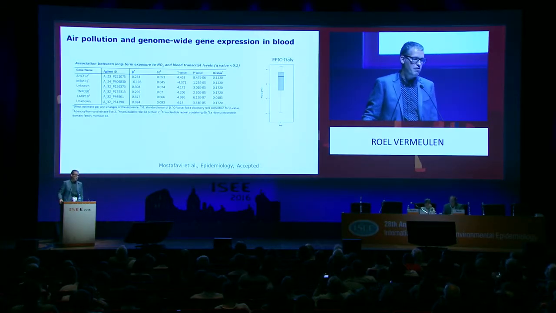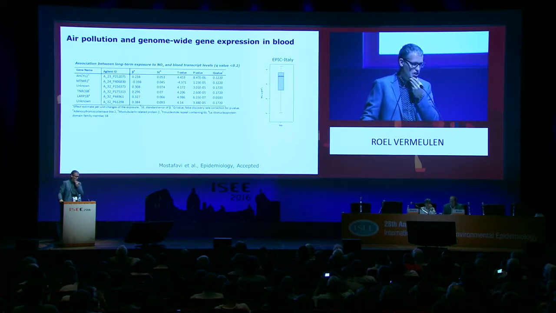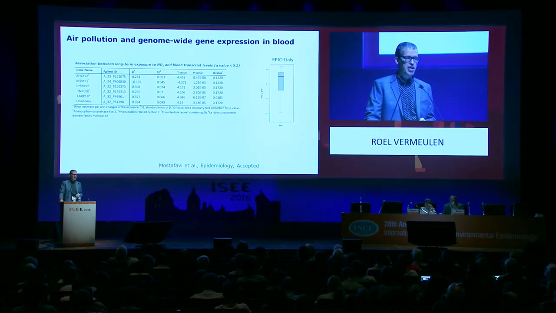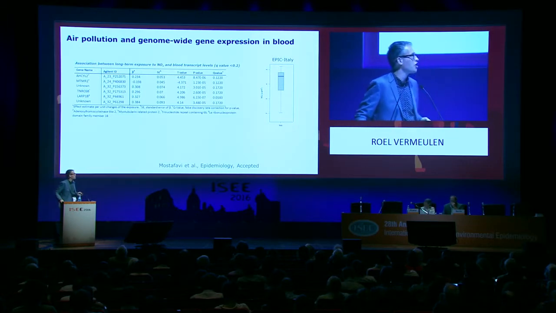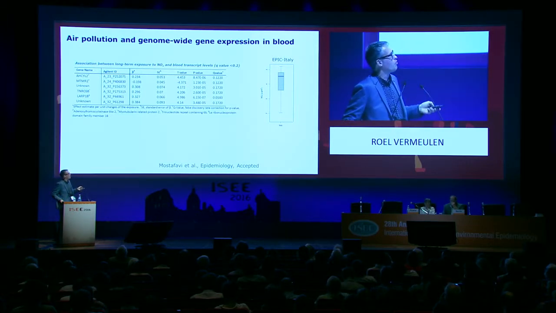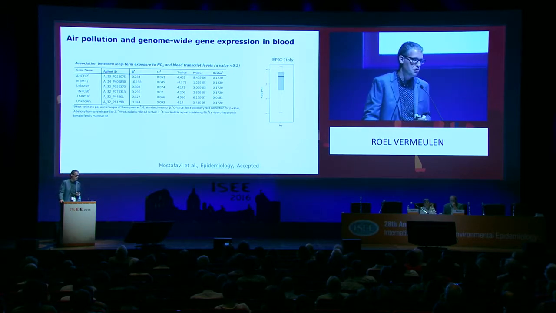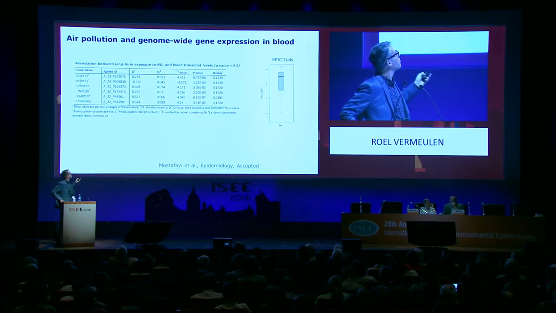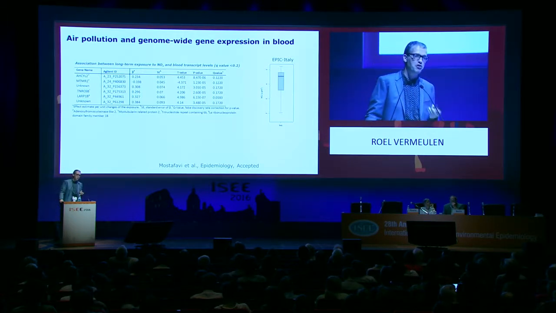We did a similar study, and this is by Nahid Mostafazi, accepted in Epidemiology, where in this case we looked at air pollution and genome-wide gene expression in blood samples. And so you here see a set of genes that were differentially expressed with NO2 exposure, and this study was done in EPIC, Italy, where we have relatively high NO2 concentrations. And you can see again here that we have several genes to be differentially expressed with NO2 exposure.